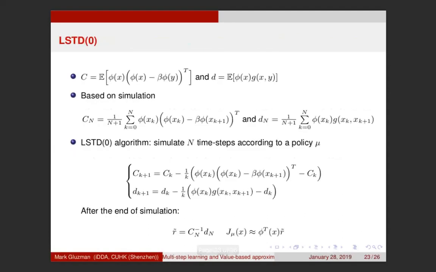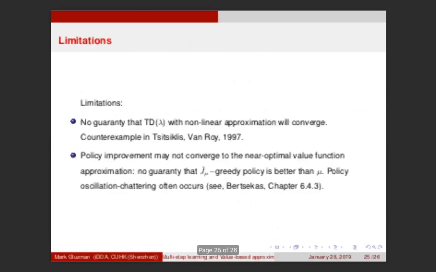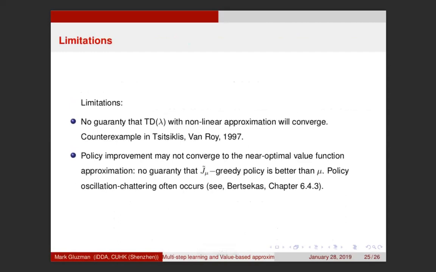Okay, I guess I will skip the TD0 and LSTD0. Of course, there are limitations of TD. We just consider policy evaluation. So given policy mu, we have found a value function. However, we haven't considered policy improvement, how to improve the policy. And there are limitations with this approach, because if we use an estimation of J mu, there is no guarantee that the J mu greedy policy is still better than the mu policy. And policy oscillation and chattering often occur.